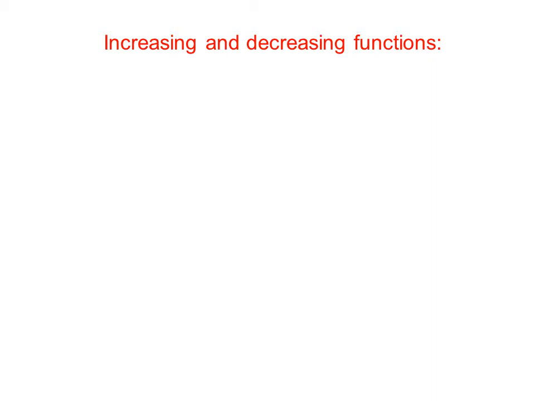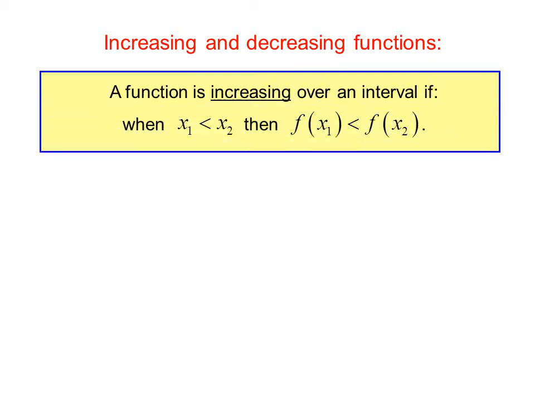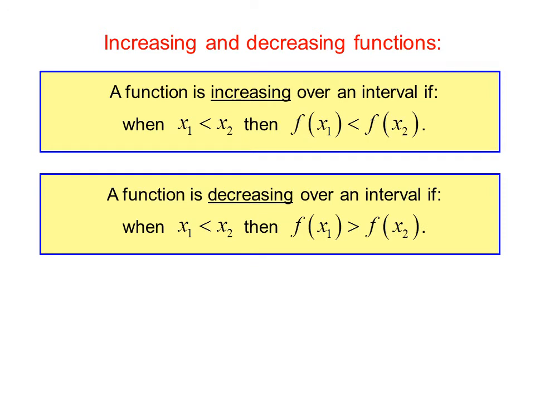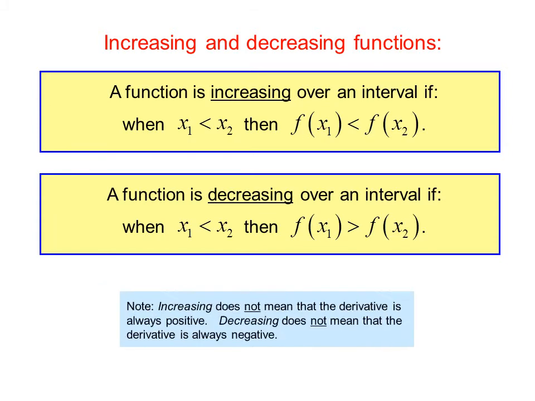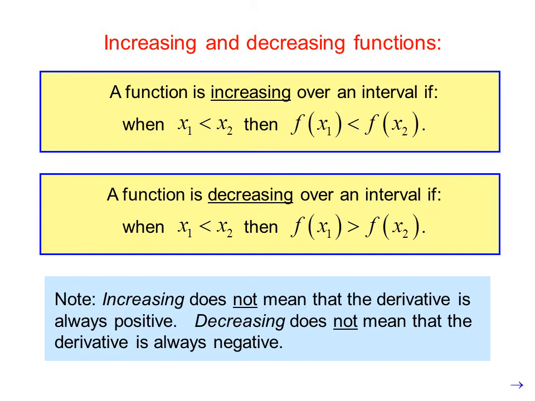Increasing and decreasing functions. A function is increasing over an interval if, when x1 is less than x2, then f of x1 is less than f of x2. A function is decreasing over an interval if, when x1 is less than x2, then f of x1 is greater than f of x2. Note, increasing does not mean that the derivative is always positive. Decreasing does not mean that the derivative is always negative.